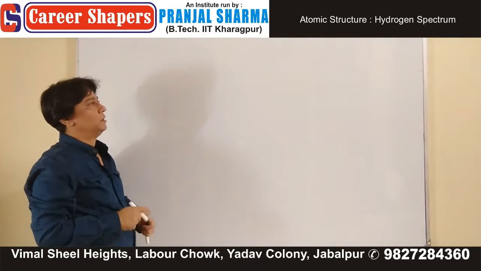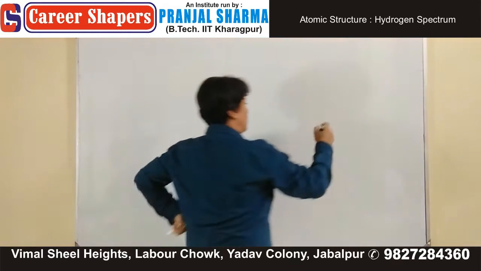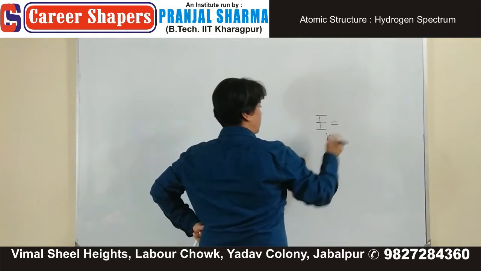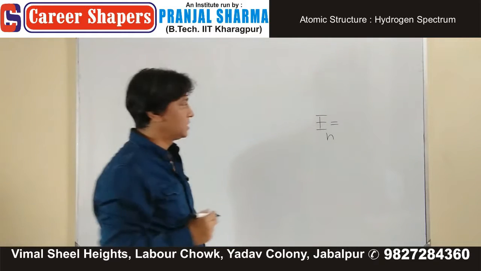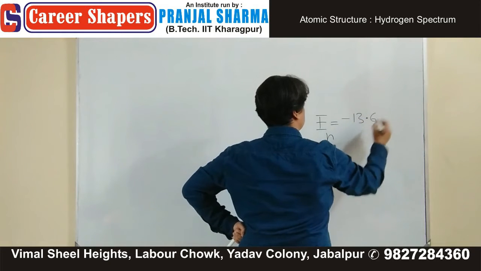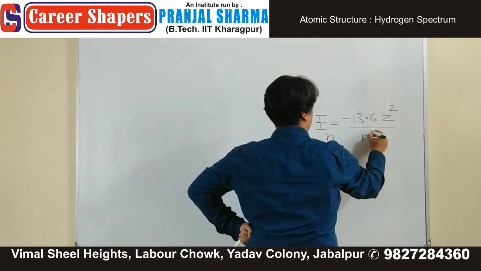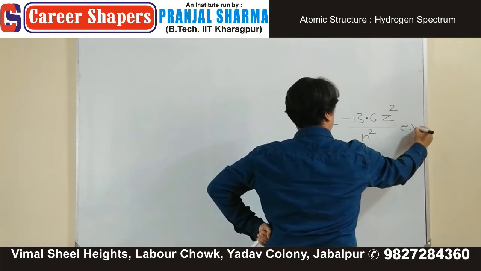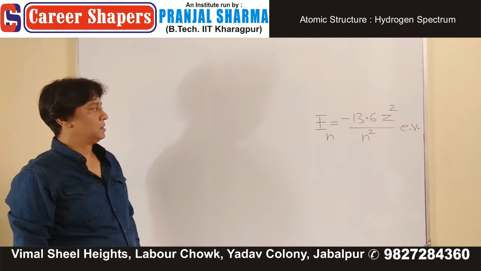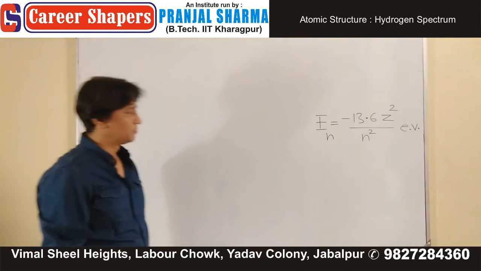Hello everyone, we're discussing atomic structure and we have developed the energy when the electron is in the nth orbit, and this was minus 13.6 Z square by n square electron volts. This is the energy of an electron when it is present in the nth orbit.